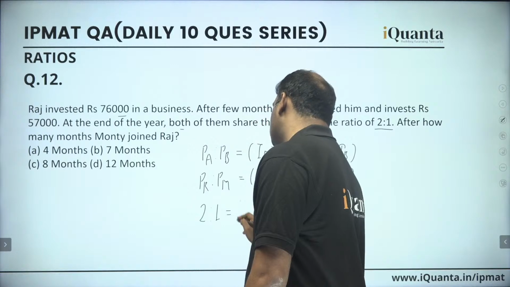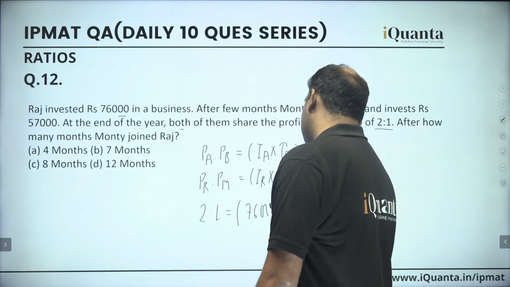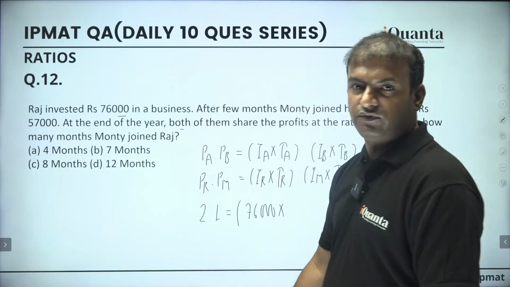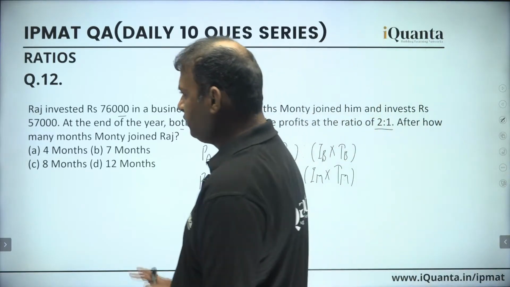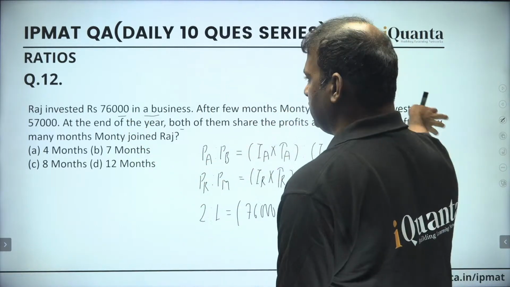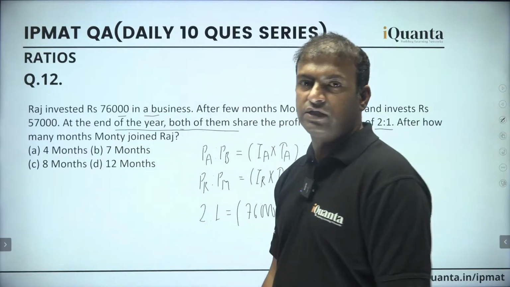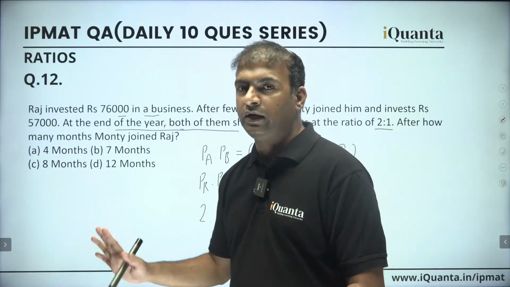Okay, now Raj has an investment of rupees 76,000. And guys, the time period for which Raj is investing is a whole year. If you read the language, they are saying that Raj invests in a business. After a few months, Monty joins and invests. And at the end of the year, both of them share the profit. This means they're talking about the journey of a whole 1 year, simple.